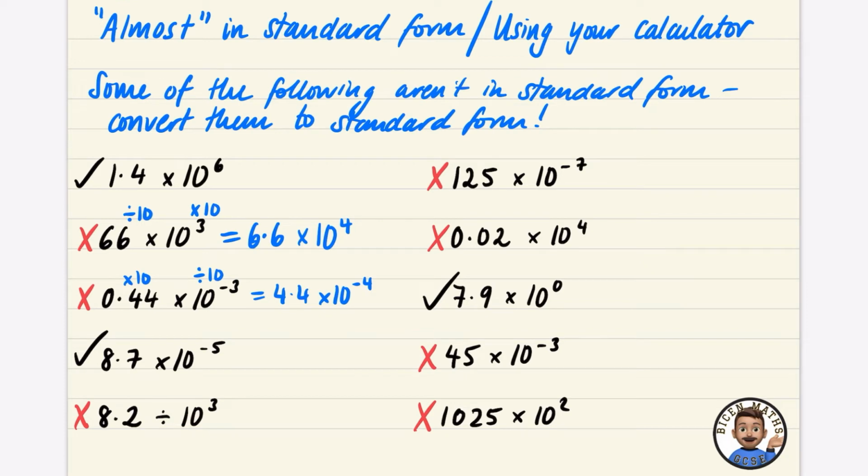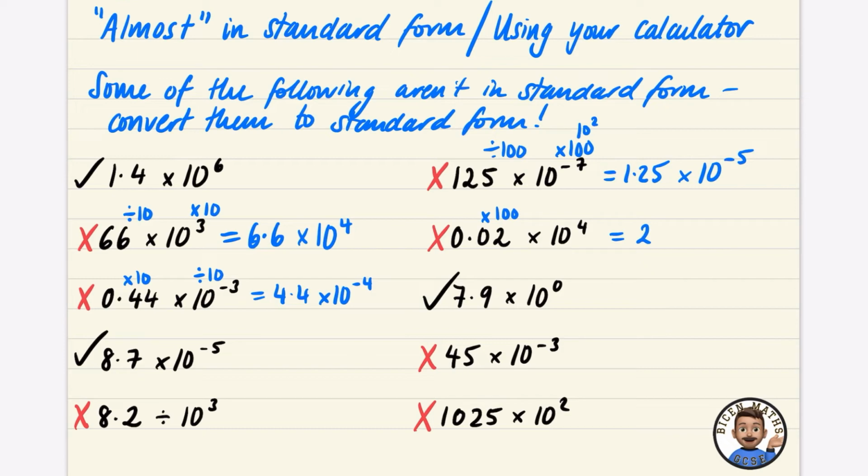So let's try this one here. I need to make this one a 1.25 at the beginning, which means I'm dividing it by 100. So if I'm dividing it by 100 here, I need to times it by 100 here. Now, multiplying by 100 is the same thing as multiplying by 10 squared. So that means instead of it being minus 7, it's going to go up 2 spaces to 10 to the power of minus 5.